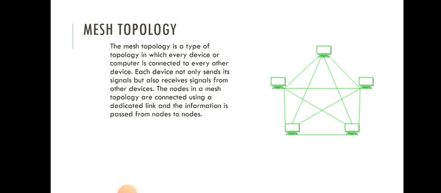Mesh topology is a type of topology in which every device or computer is connected to every other device. Each device not only sends its signal but also receives signals from other devices. The nodes in a mesh topology are connected using a dedicated link and the information is passed from node to node.